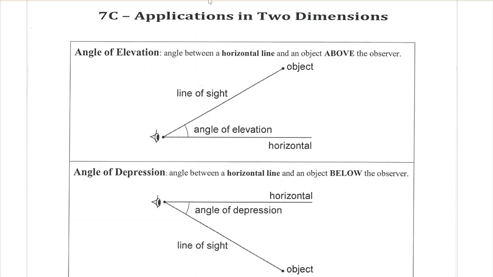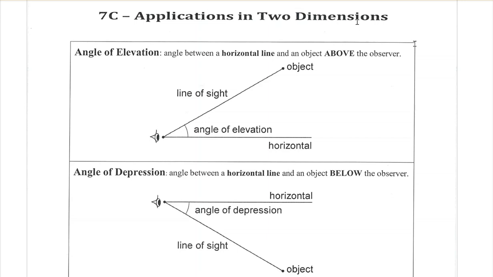7C, applications in 2 dimensions. We want to look at some questions today that are word questions a lot of the time. We're going to be using angles of elevation and depression and compass bearings to help us to find things in triangles. So we'll still be using SOHCAHTOA, still finding sides and angles using SOHCAHTOA.